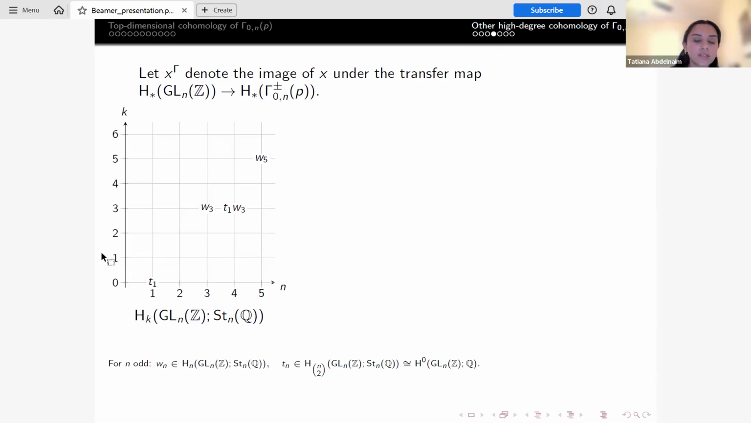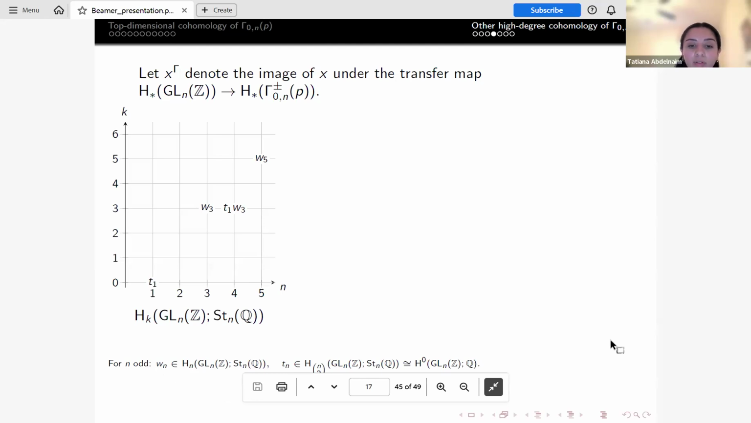And so this first table right here, this is information that we already know about the homology of GLNZ. So what are these notations? For n odd, Brown and Schnetz showed that there are some classes Wn in the homology of GLNZ with Tamer coefficients in degree n. And these are called the wheel classes, if you are familiar with them.